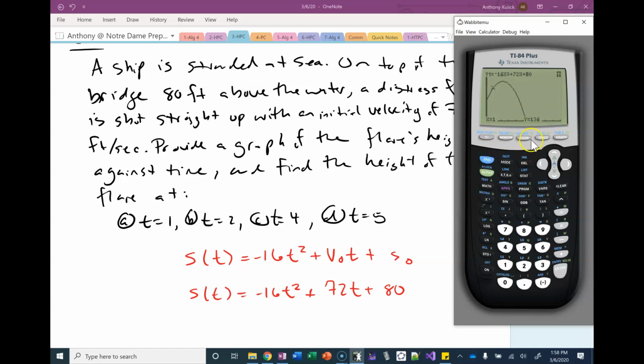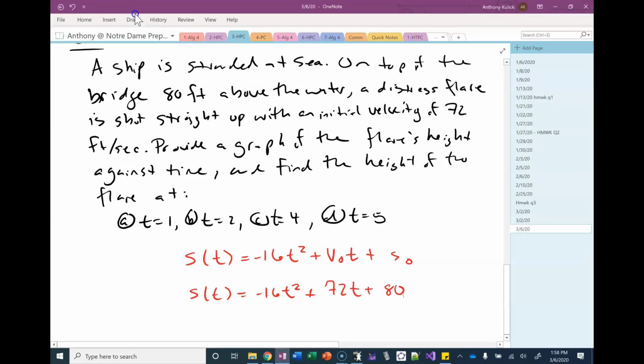And I'm just going to repeat that 3 more times for t equals 2, the height being 160, for t equals 4, the height is 112, and for t equals 5, the height is 40. Is everybody okay with that idea?